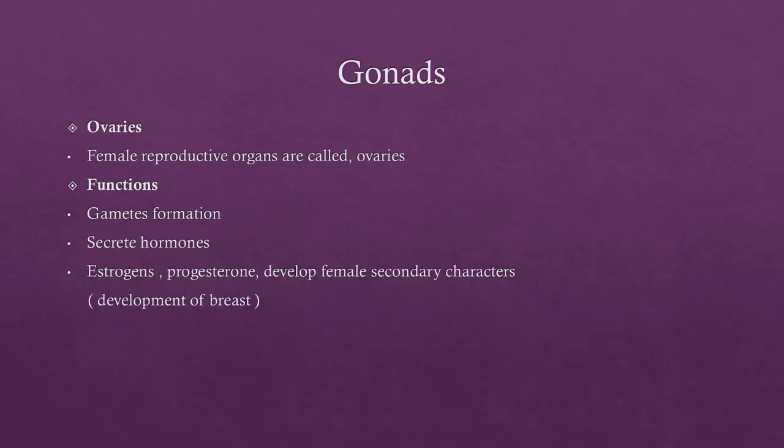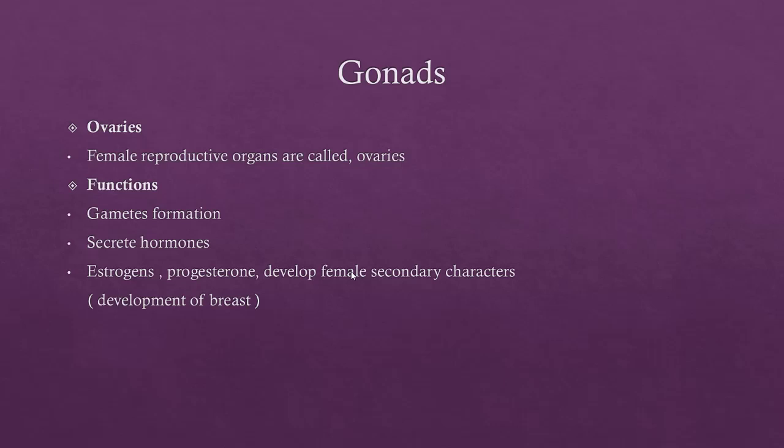The next one, ovaries. Female reproductive organs are called ovaries. Their functions: gamete formation, secrete hormones. So dear students, ovaries produce gametes like egg and they produce hormones which are estrogen and progesterone. Estrogen and progesterone develop female secondary characters like development of breast.